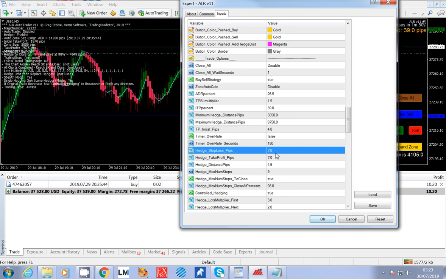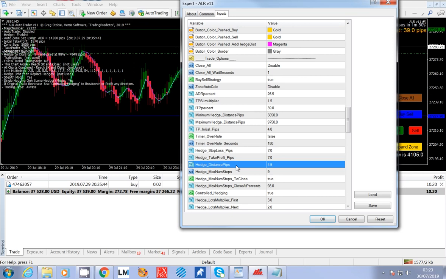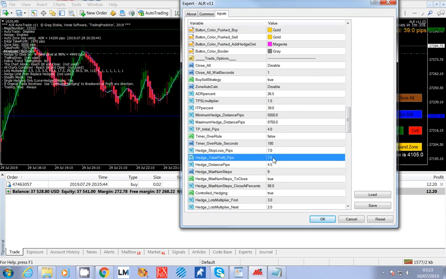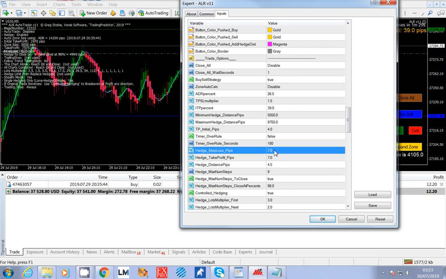So if you do not want to use the values in automatic settings up here, you can manually set the zone, which is this one here, hedge distance pips. That's actually the zone. Hedge distance pips is the zone size. You can tell it to use that zone size, use that distance for the take profit, and use that distance for the stop loss. So those are the numbers you use when you want to set the zone and the take profit manually. So I hope that makes sense.